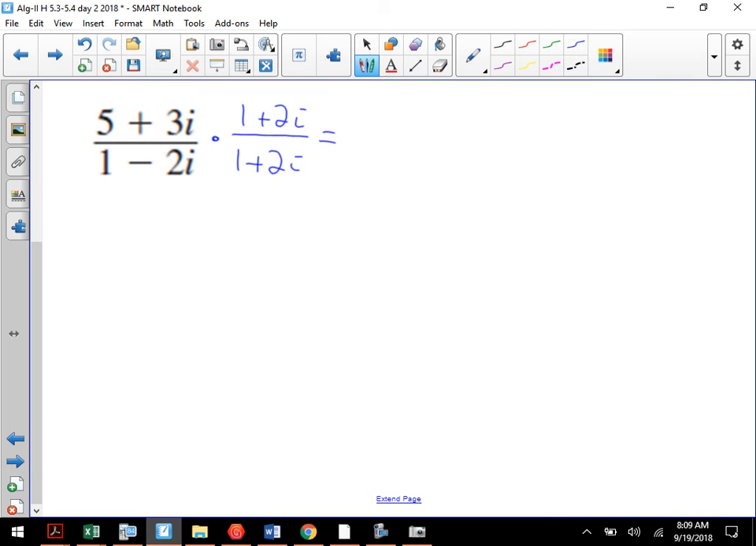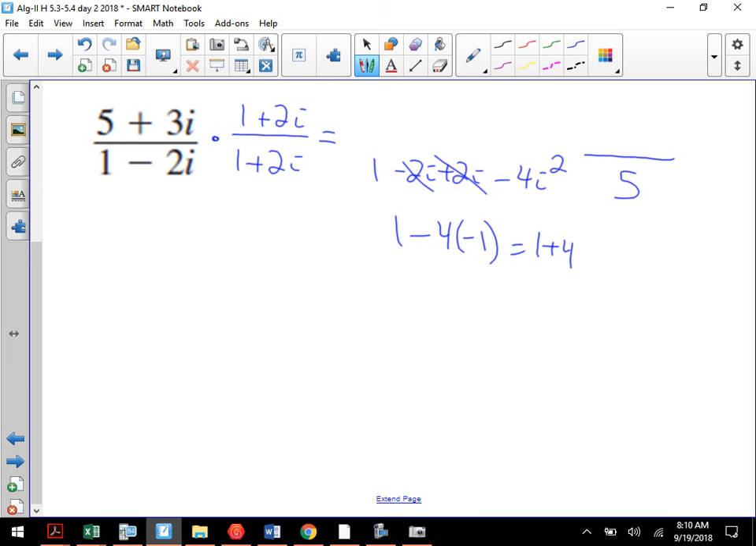If you FOIL out the denominator, you wind up with 1 minus 2i plus 2i minus 4i squared. You okay with that? FOIL it out: first, outside, inside, last. How can we multiply this by positive 2i? Because if I had a negative 2i, I would still have an i in the denominator. What happens with the 2i and the negative 2i here? It cancels out. So this drops, and you get 1 minus 4 times -1, which is 1 plus 4. So your denominator becomes 5.